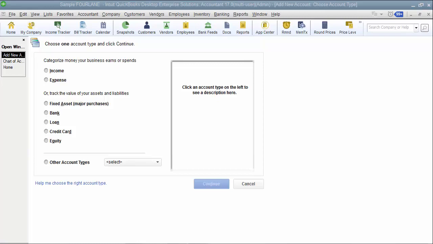A manufacturer may have product sales, and they might also have customer discounts, which would be an income account type, but maybe show a negative number, right? Because you're giving money back to the customer. So a contra income account is what that's called.